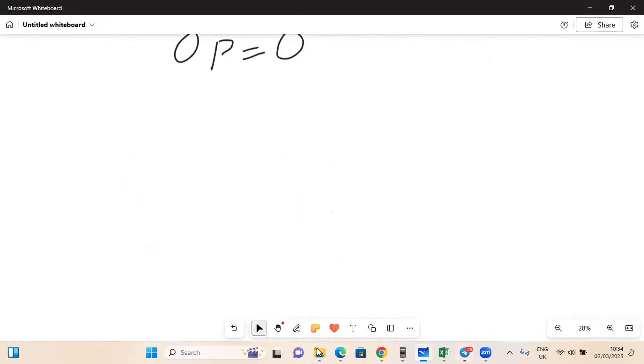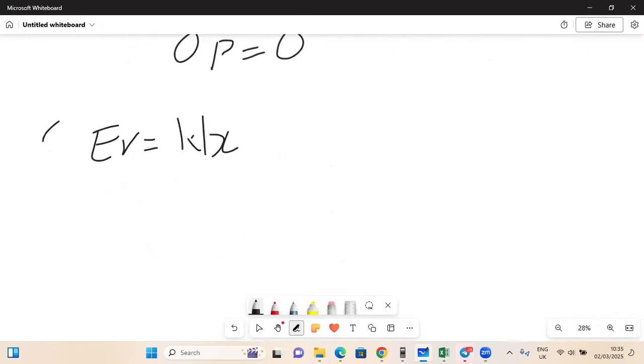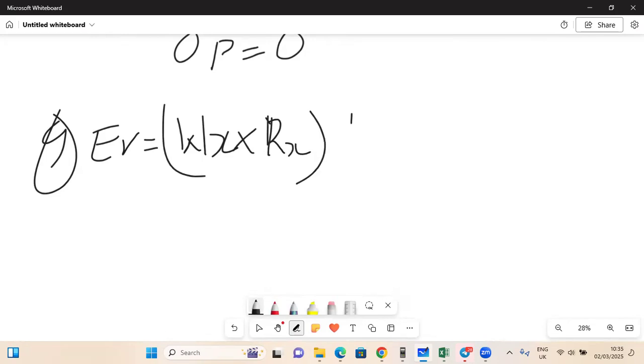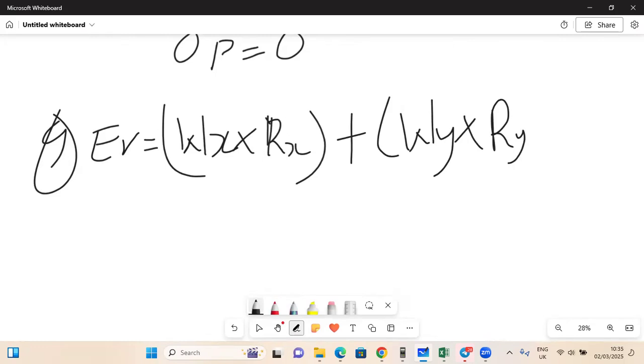Our expected return is equal to, normally, weight of x times the return on the x asset, and then plus the weight of y times the return on y.